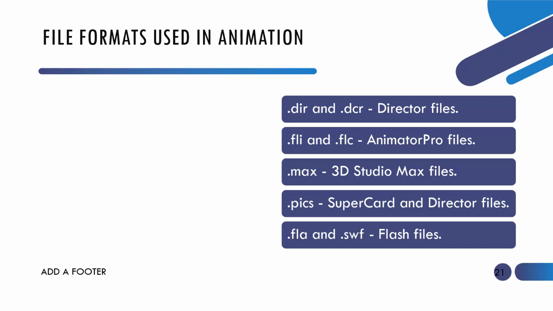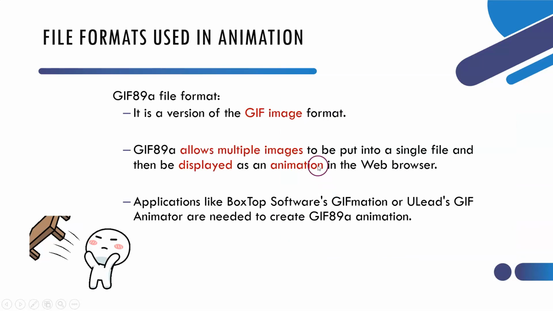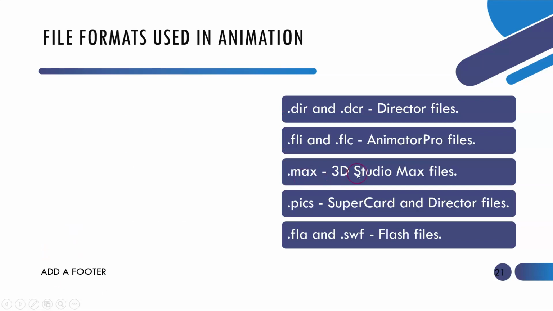So this is an example of the file formats used in animation. The most famous one that you will be using is Flash. FLA is a Flash file and SWF is the file format for the player. This is 3D Studio Max, which is 3D. And then we also have Director, one of the authoring tools for creating animation.